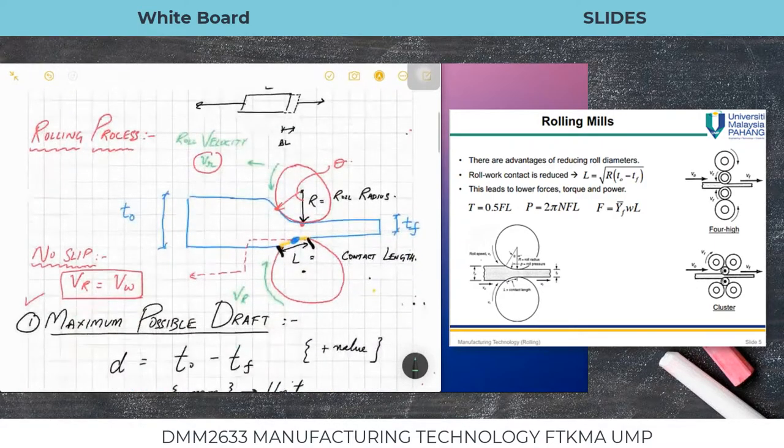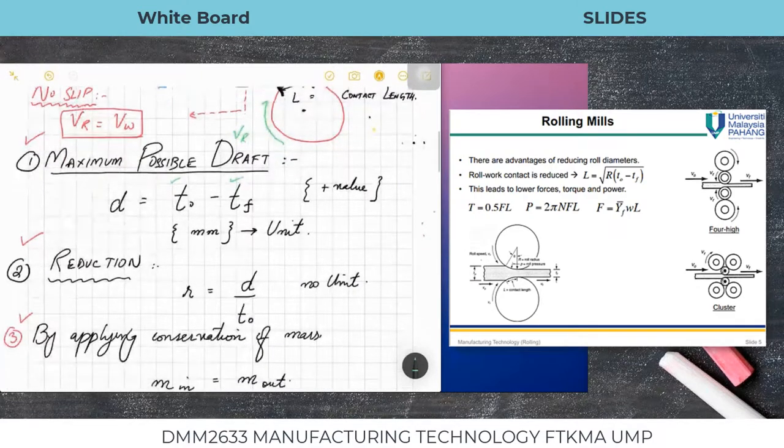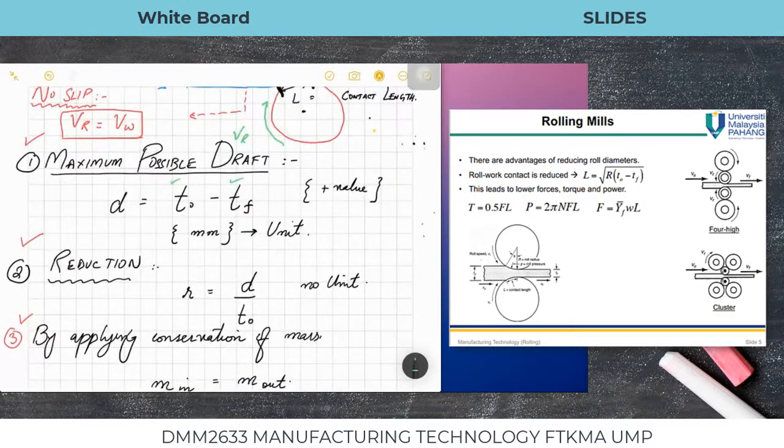Okay, we made a diagram. And then we know that the maximum possible draft is the initial thickness minus the final thickness. Then we go for the reduction. Reduction is basically a ratio of the draft to the initial thickness, so it does not have any unit.